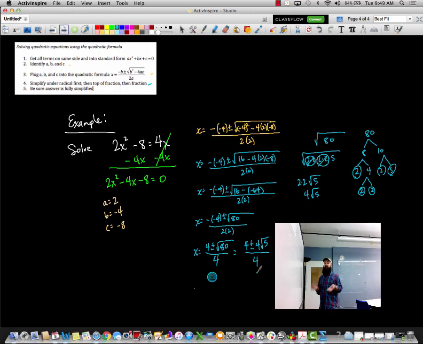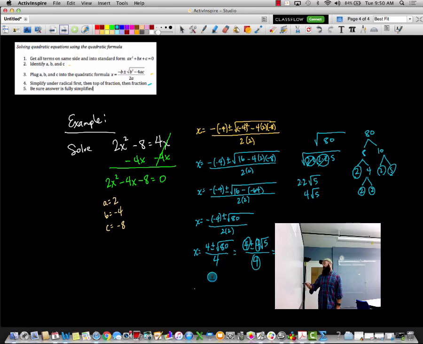And now simplify the whole fraction. If all the numbers outside the radical have a common factor, and these do, you may eliminate it. So these all have a common factor of 4, which when I eliminate that out, those would all become 1's. So this would be 1 plus or minus 1 times the square root of 5 all over 1, which can simplify as 1 plus or minus the square root of 5.